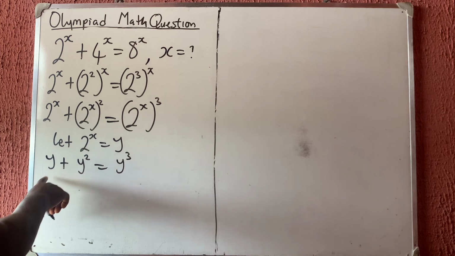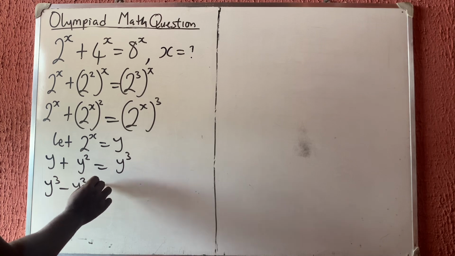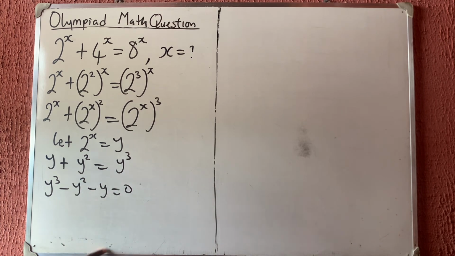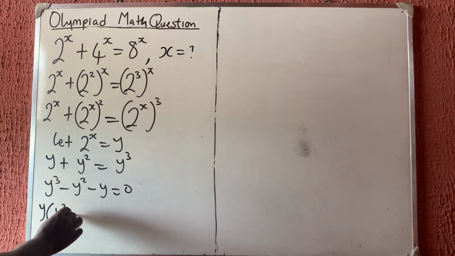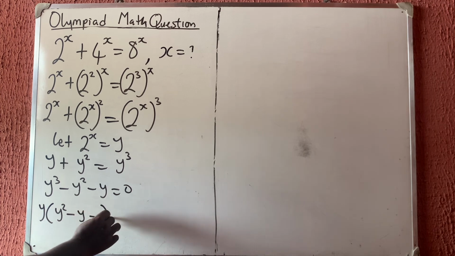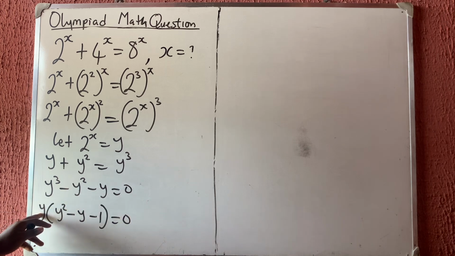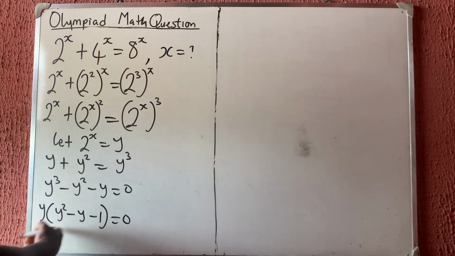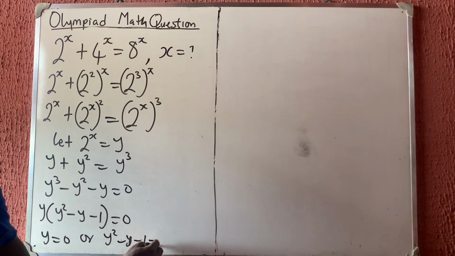Y cubed. Let me take everybody to this side. I'm going to have y cubed minus y squared minus y is equal to 0. If I factorize, y is common, so this is now y times y squared minus y minus 1 is equal to 0. Now when the product of two things is equal to 0, automatically one of them must be 0. So I have that either y is equal to 0, or y squared minus y minus 1 is equal to 0.